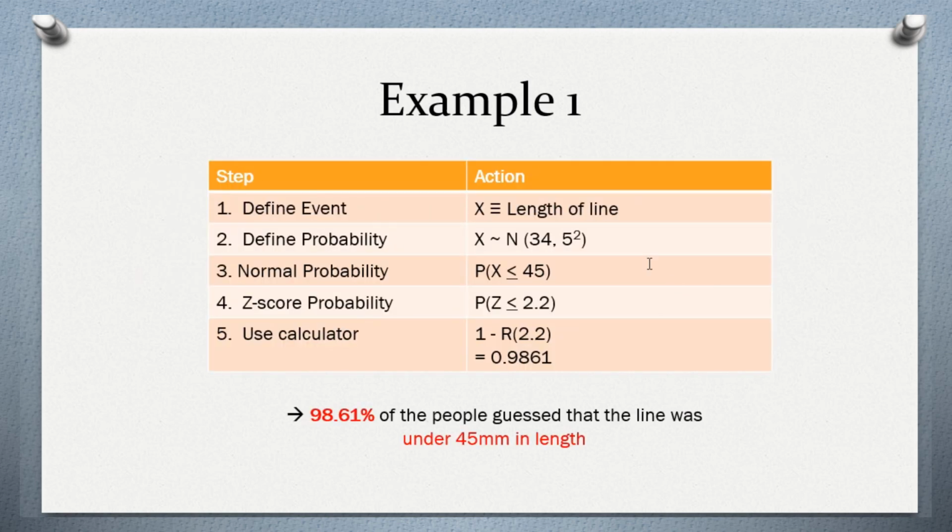So let's first of all define the event. It is the length of the line. Define the probability. It's a normal distribution with a mean of 34 and a standard deviation of 5.